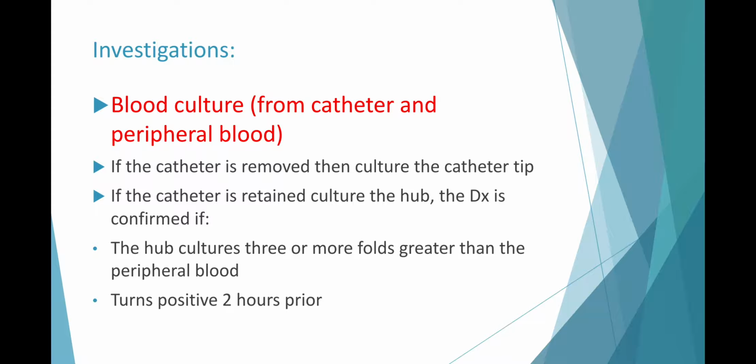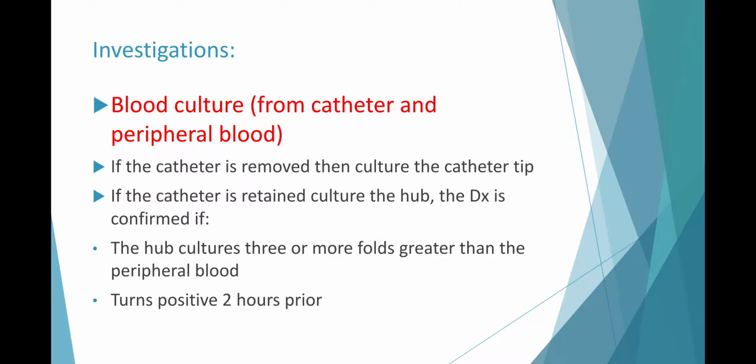Investigations: blood culture from the catheter and from the peripheral blood. If the catheter is removed, according to some indications I will mention later, then we culture the catheter tip. But if the catheter is retained, not removed, then we culture the hub. The hub is the proximal end of the catheter. The diagnosis is confirmed if the hub cultures 3 or more folds greater than the peripheral blood.